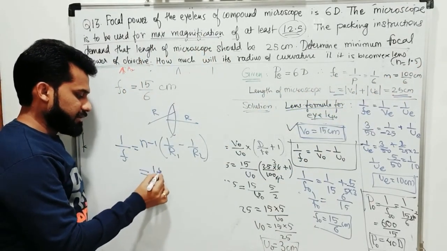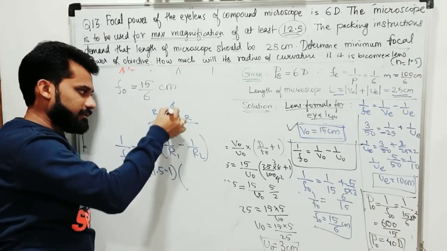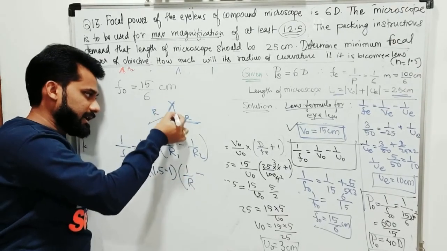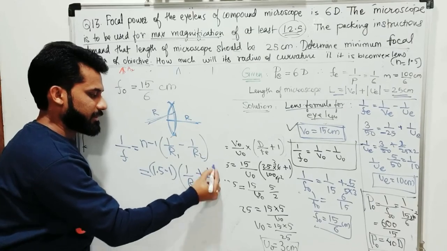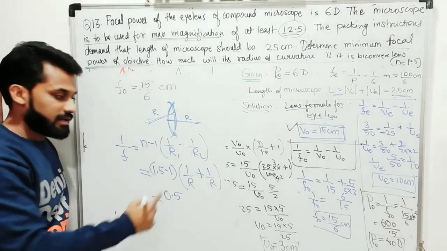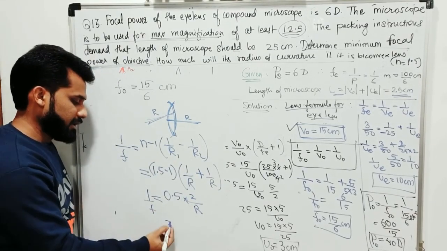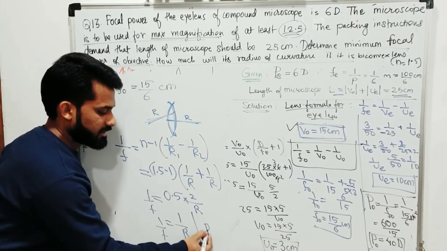So 1.5 minus 1 into the first radius, this one. This is positive, so 1 by R, no problem. Minus, this radius will be negative because it is on the left side. So plus 1 by R it will be. So that is equal to 1.5 minus 1 is 0.5, 1 plus 1, 2 by R is 1 by F. Therefore 1 by R is 1 by F. So R is equal to F.